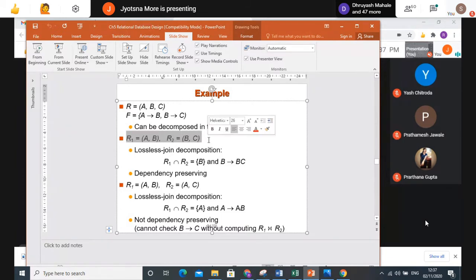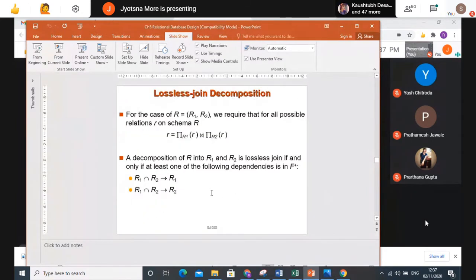In exam, they may give you this decomposition and they will ask you to check whether this decomposition is lossless join decomposition or not. Fine. So to check that, right now I am taking this decomposition. I am saying this is lossless join decomposition. Why? Take intersection as per the formula to check whether the decomposition is lossless join decomposition.